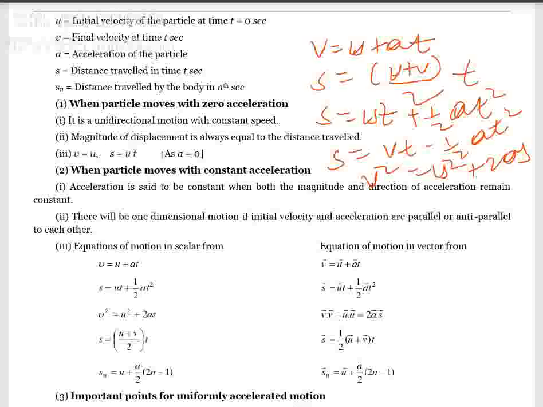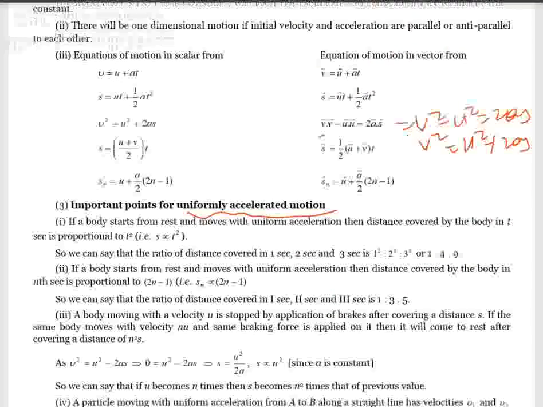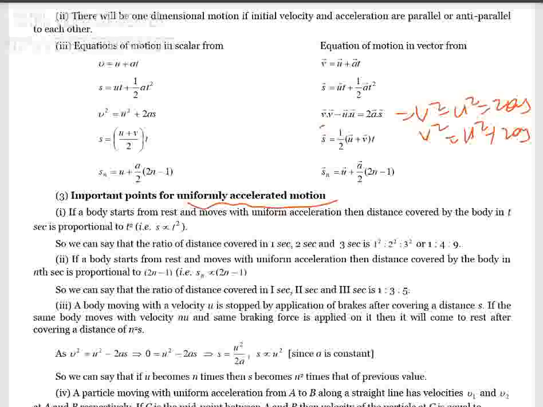Therefore, these are the 5 equations which are expressed here, and this one is v square minus u square equal to twice of as, or you can shift this and v square is equal to u square plus twice of as also. Therefore, these are the 5 equations, and these equations are important for uniformly accelerated motions. In one-dimensional motion, the uniform accelerated motion example is free fall.